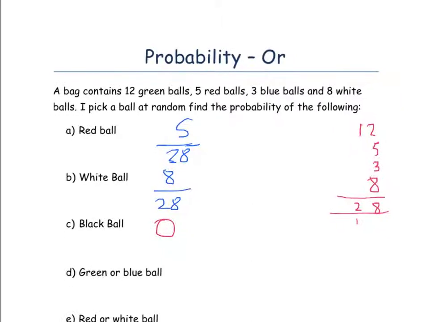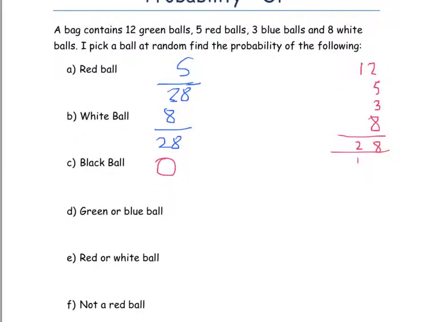This is where we're going to start looking at its OR notation. So it's a green or a blue ball. So that means when we're picking it out, it could either be a green or a blue ball. So when you think about it, it could be a green or a blue ball, that means you want to have the probability for the green added on the probability for it being blue to find out the probability of it being green or blue.